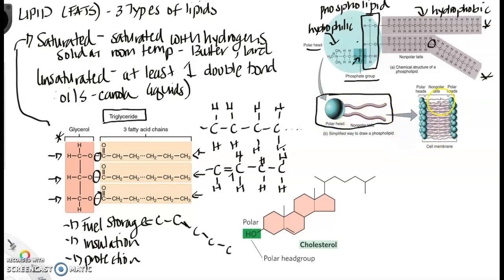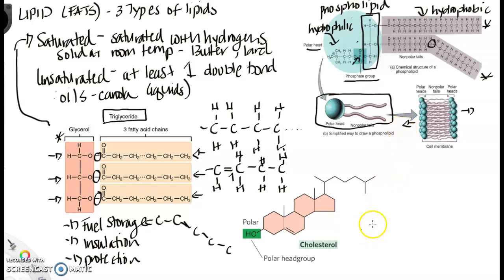Okay, and phospholipids are important because they make up our plasma membranes. So the plasma membrane is a double layer of phospholipids where the tails are facing one another and the heads are facing outwards. So one side is facing outside of the cell and the other side is facing inside the cell.